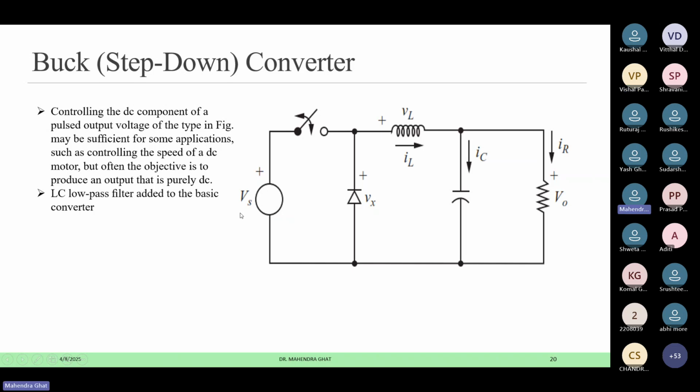Okay. So as I said, this is the buck converter where the major components are the switch, diode, inductor, and capacitor. These are the major components which we will have. Now just try to understand the working of this buck converter, how it will work.